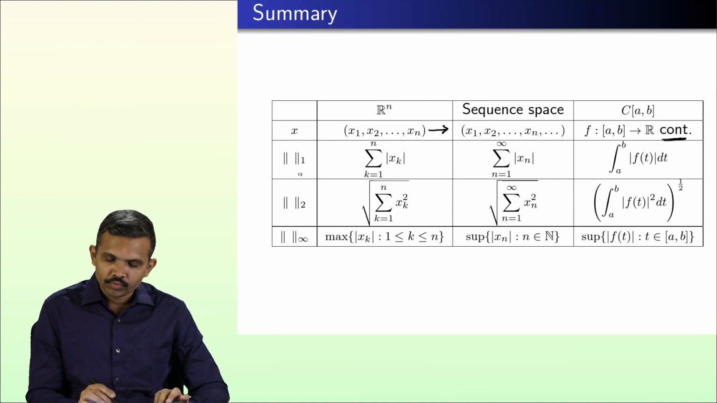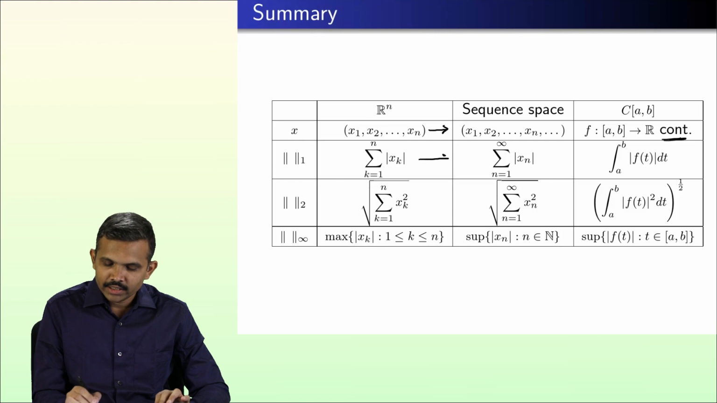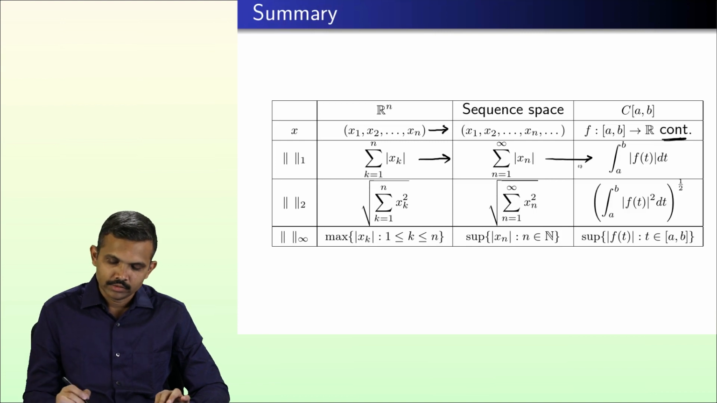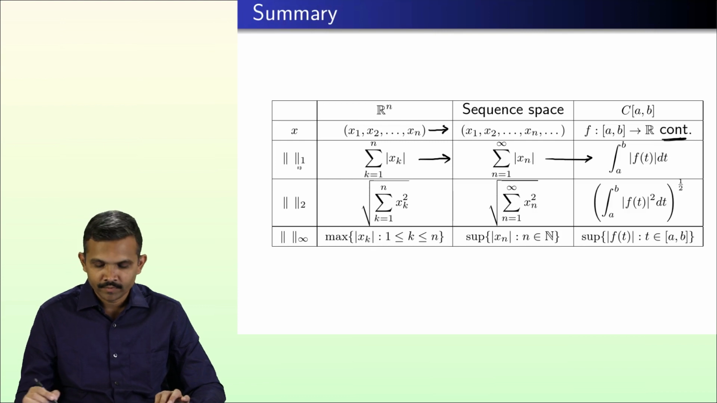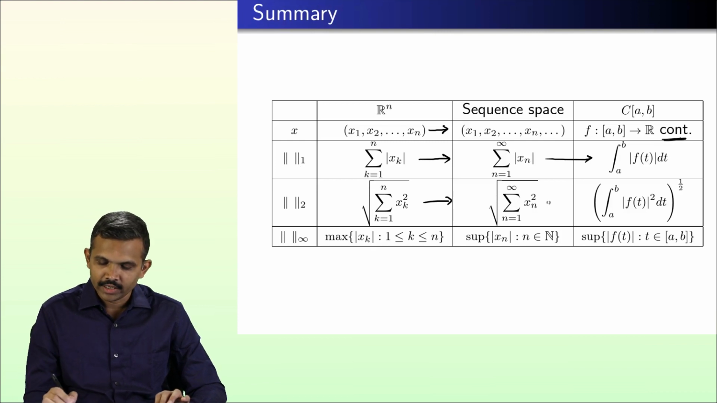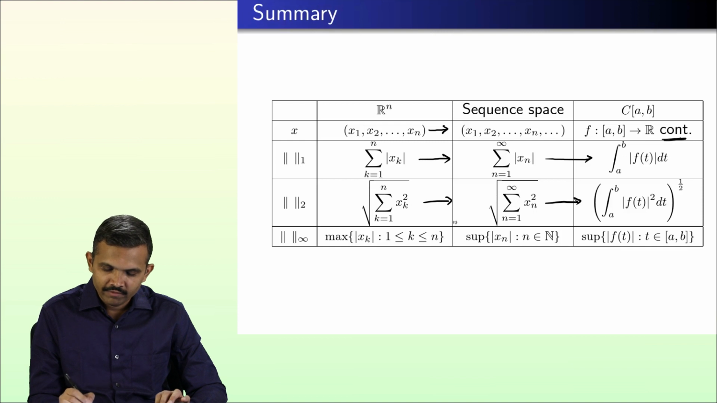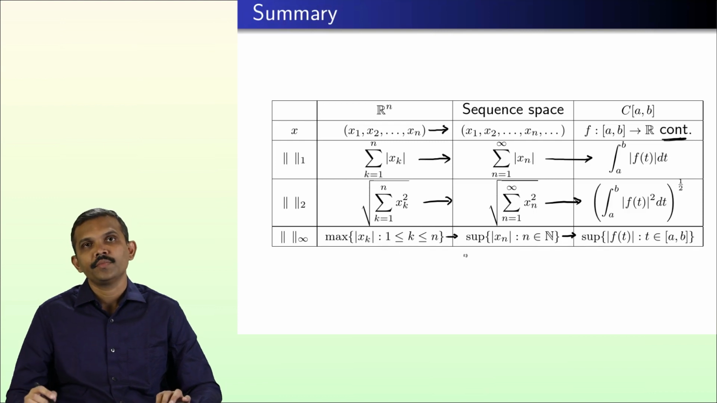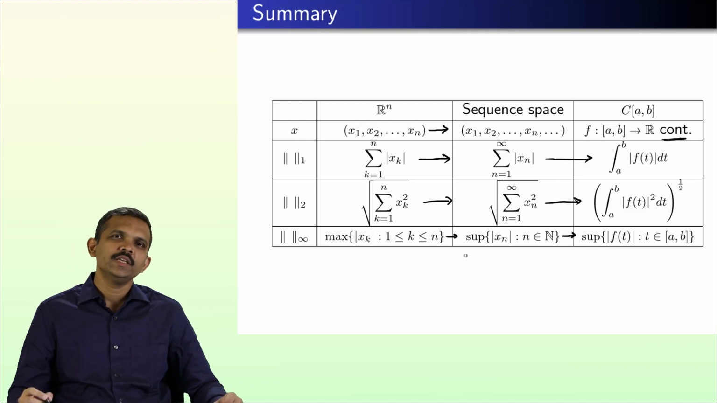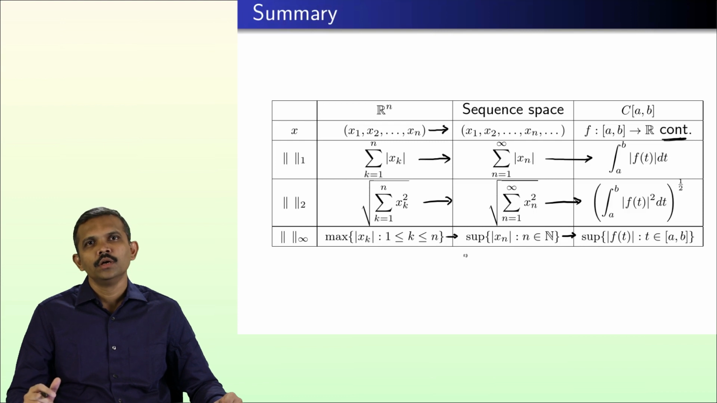Then if you look at norm 1, you can see the similarity between norm 1 over Rn, over sequence space and over C[a,b]. Norm 2 you can see the similarity, and even norm infinity, you can see that all these norms are defined in a similar pattern. So, this is the summary of the examples that we have seen till now.